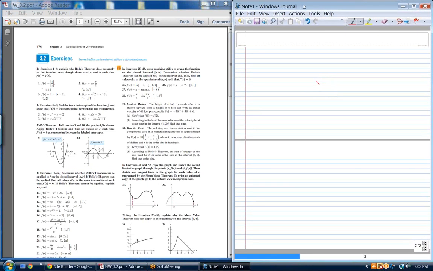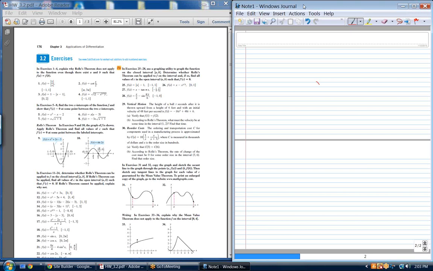Rolle is an interesting character. First of all, he was a French mathematician, and he was one of the most vocal critics of calculus. He thought that it gave bad results and was based on unsound reasoning. So it's pretty ironic that one of the major theorems in calculus is named after him.